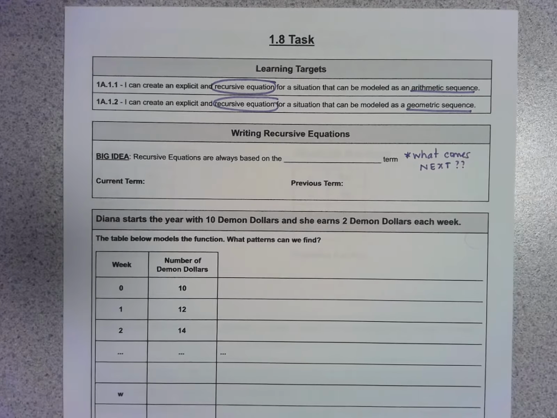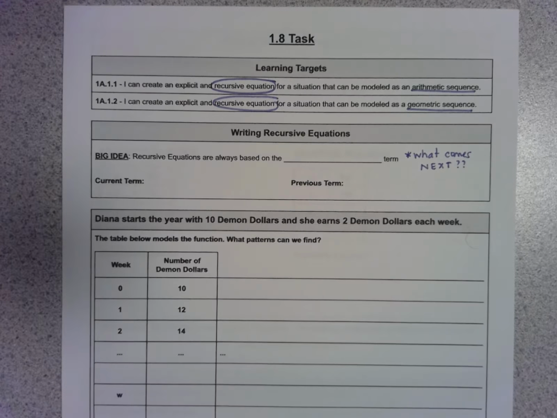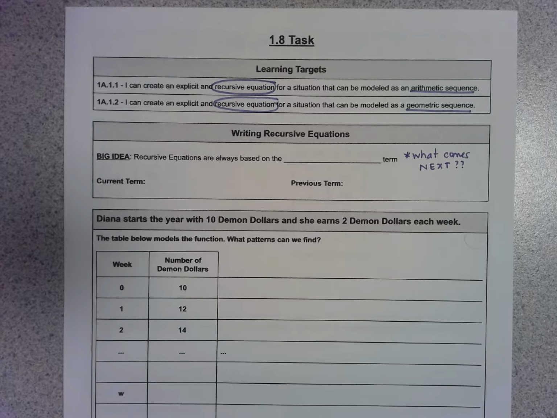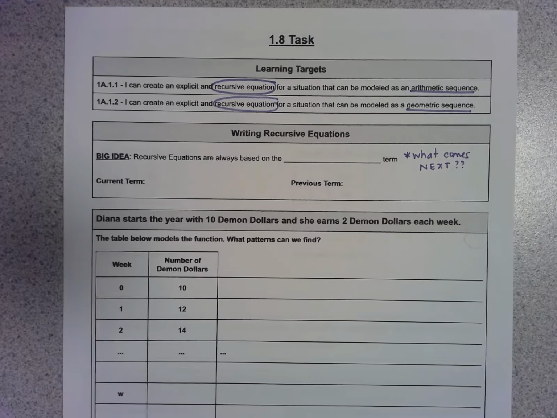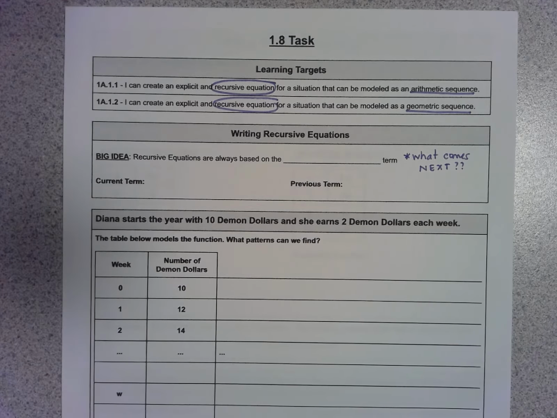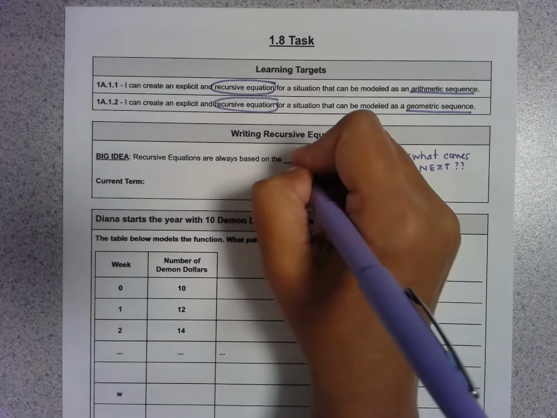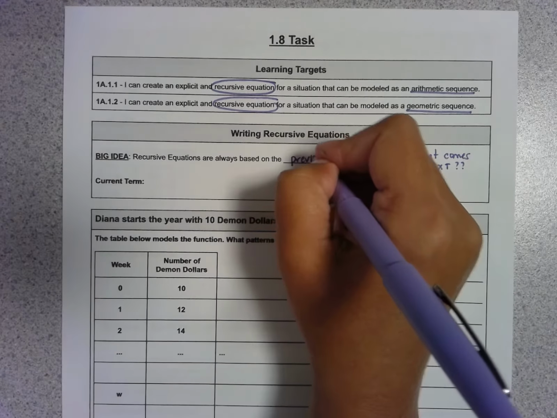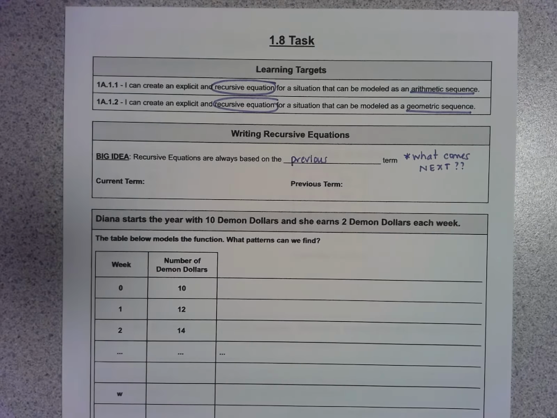With explicit equations, we were able to predict what happened way in the future, or beyond the edges of the table that we had. What we're going to do with recursive equations is just predict what comes next in the pattern, not what comes anytime in the future. So a recursive equation is always based on what's called the previous term. Before we fill in the notation components here, I want to show you what I mean by the previous term.